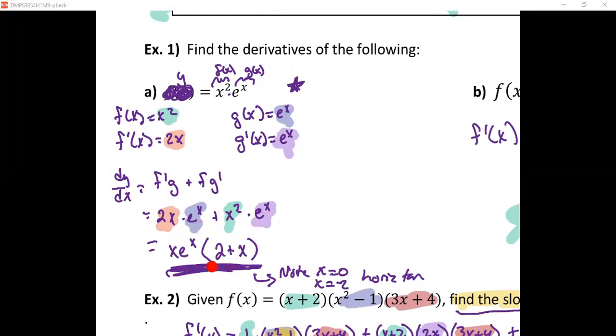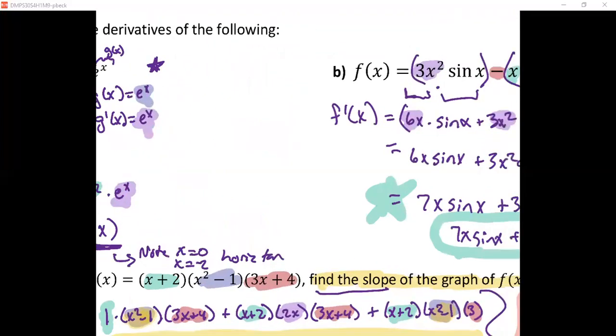Because most of the time we're not just taking a derivative, we want to apply that derivative. And to apply that derivative, oftentimes we want to know where our derivative equals 0, which gives us horizontal tangents. So we see x equals 0. e to the x never equals 0, so this factor does not equal 0. x equals -2, that's where we have our horizontal tangents.